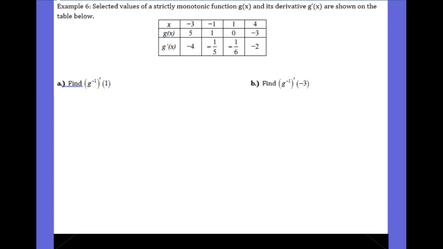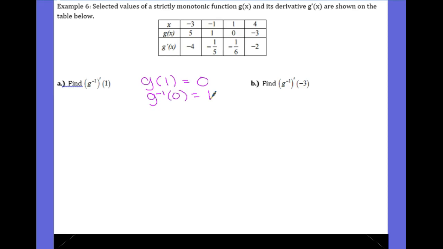So that's like saying, okay, what is g of 1? It is 0. So the inverse of that would be the reflected point, right? So if you have g of 1 equals 0, g inverse of 0 would equal 1. So kind of see that connection.